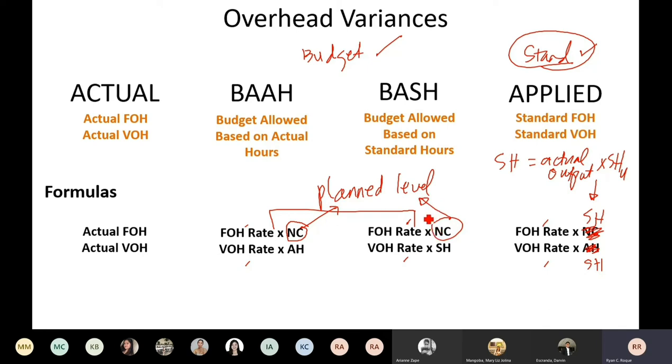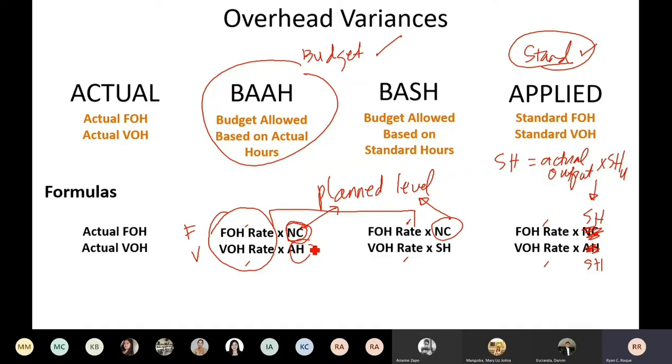Okay? So, kapag tinanong sa exam, kailangan mo ma-establish yung BAA, hindi mo maalala yung formula, always start with the rate. Kung fixed component man yan or variable component. And then just think later on, ano ba yung imu-multiply ko? Okay?